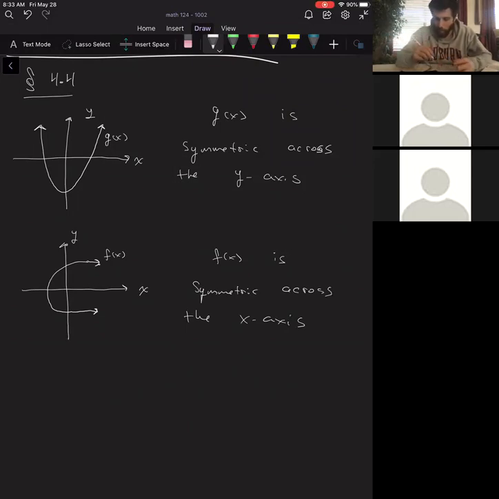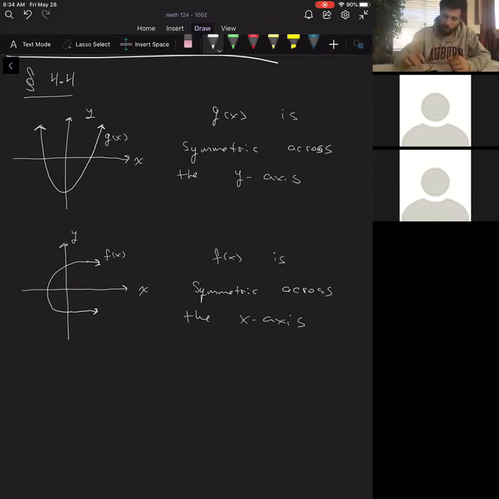So if you're given a graph and I ask you which one's across the y, which one's across the x, this is just your two little things. If it's a mirror image on both sides of the y, it's symmetric across the y. If it's a mirror image across the x, then whatever happens on the top of the x-axis happens on the bottom.